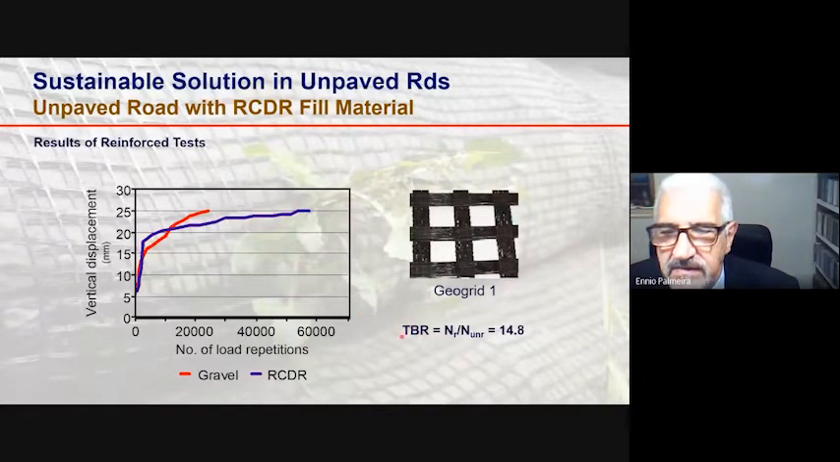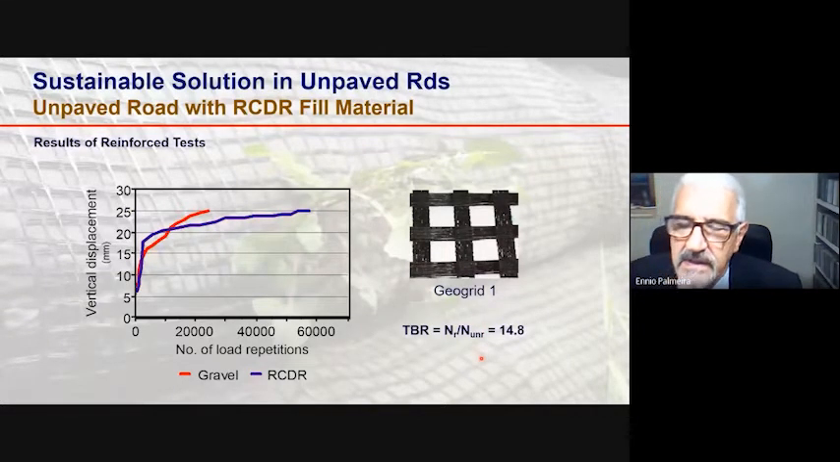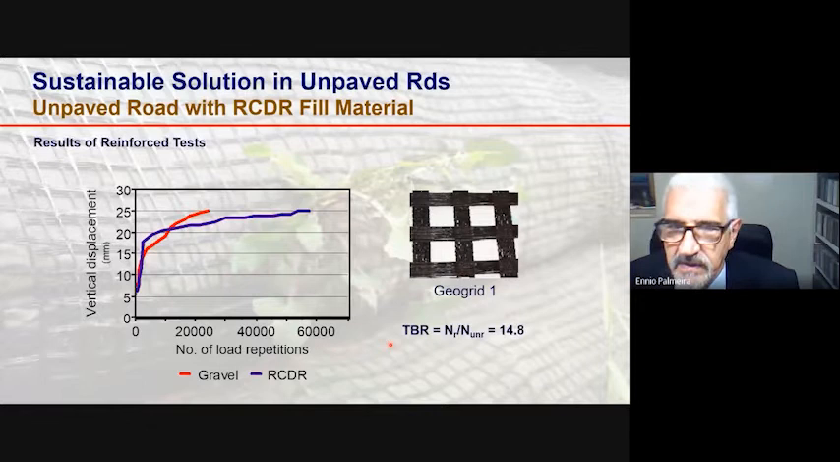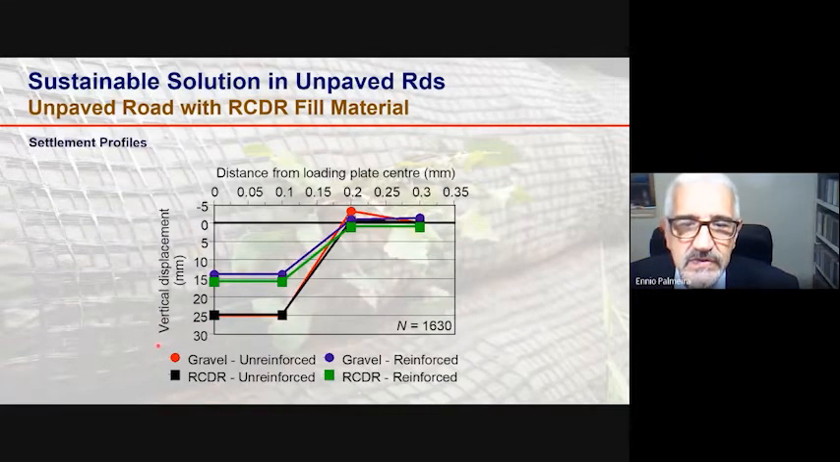If we check the value of the traffic benefit ratio, which is defined as the number of load repetitions in the reinforced case for a given settlement at the surface of the road, divided by the number of load repetitions in the unreinforced case for the same settlement at the surface, we reach a TBR value of approximately 15, showing that the presence of the reinforcement allowed the use of recycled construction demolition residues as a fill material for the unpaved road.